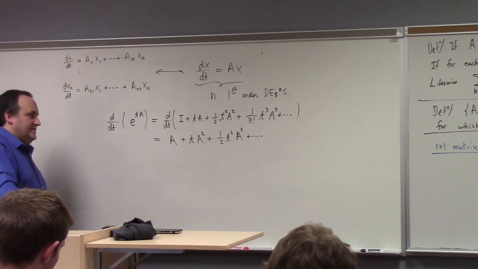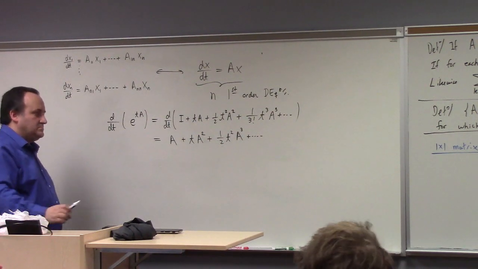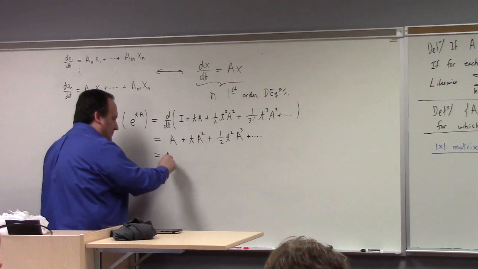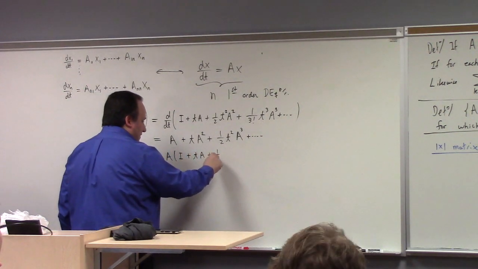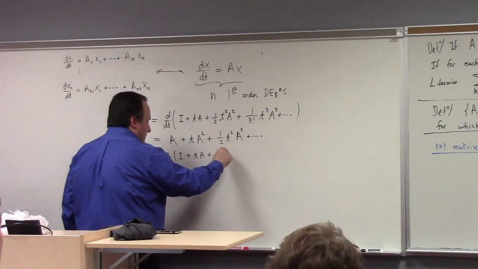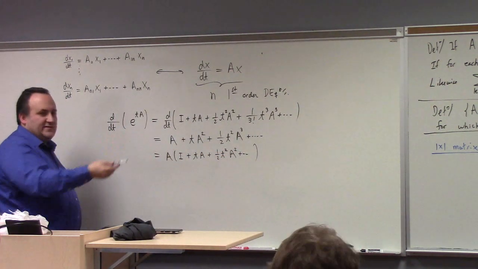Anyway, so that's what happens. So ta squared plus 1/2... And if you look at that, you can factor an a out. And what you got? You got the identity plus t times a, plus 1/2 t squared a squared. Well, it's the matrix exponential again.